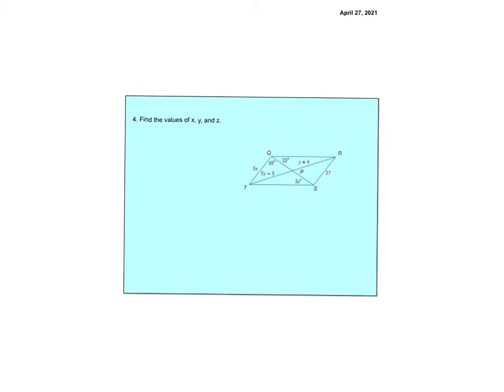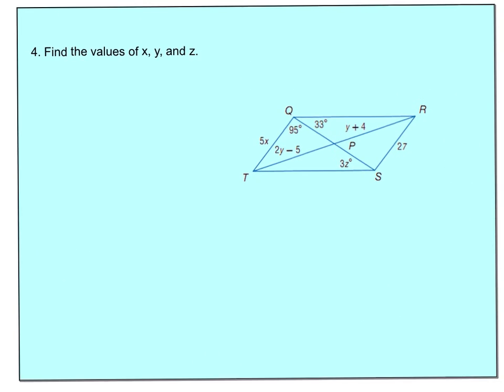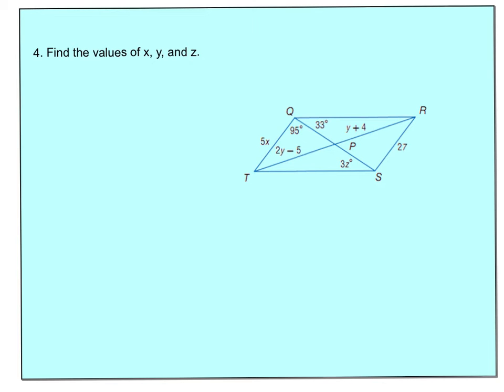So now, for this problem, it's not stated very well. We're going to assume that QRST is a parallelogram. Okay, so sorry, QRST is a parallelogram. We're going to assume that. Okay, so now let's look.